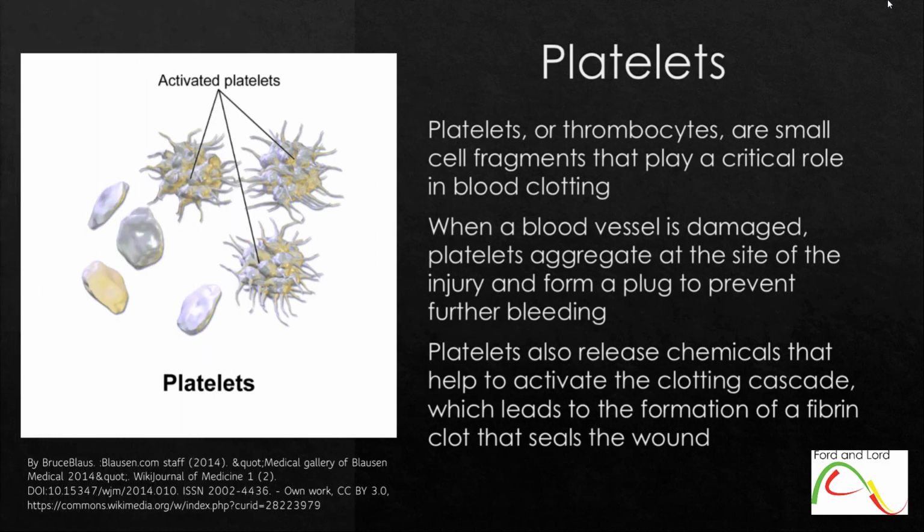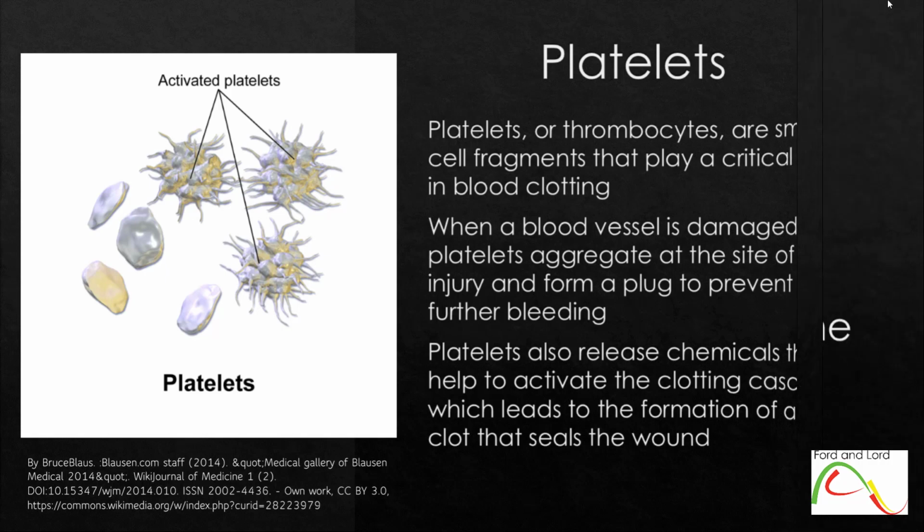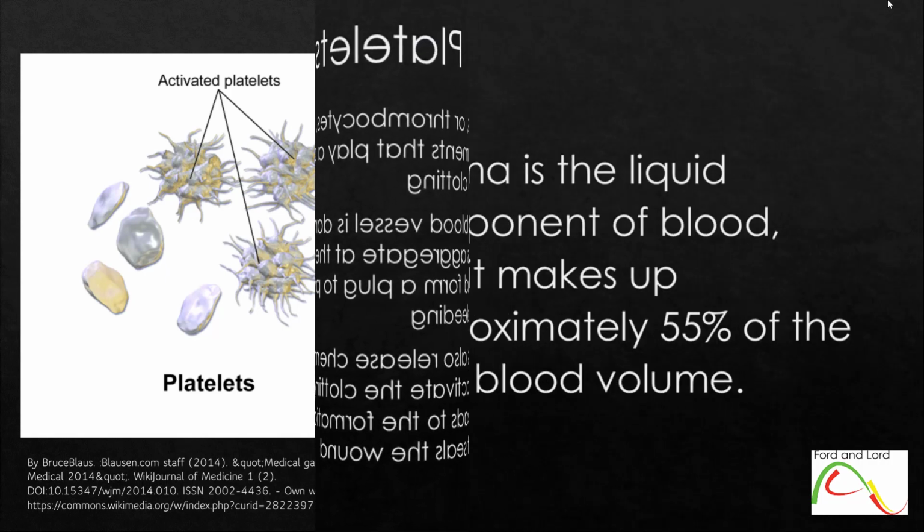Platelets. Platelets, or thrombocytes, are small cell fragments that play a critical role in blood clotting. When a blood vessel is damaged, platelets aggregate at the site of the injury and form a plug to prevent further bleeding. Platelets also release chemicals that help to activate the clotting cascade, which leads to the formation of a fibrin clot that seals the wound.